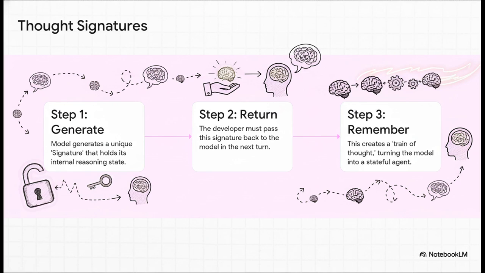Now, to solve that classic problem of an AI forgetting what it's doing in the middle of a big task, Gemini 3 introduces something called thought signatures. It's basically like leaving a digital breadcrumb trail. At each step, the model generates a signature that captures its internal thinking. The developer then just passes that signature back in the next prompt. It's a simple mechanism, but it gives the AI a reliable memory. It turns it from just a simple predictor into an agent that can actually follow a plan.